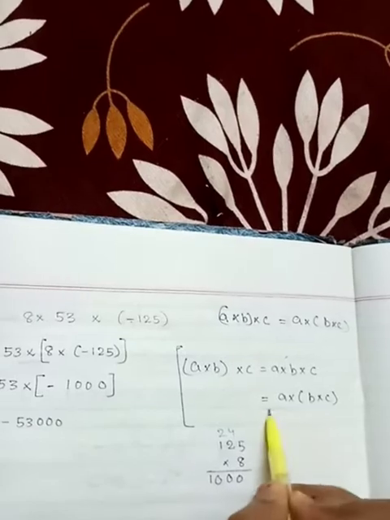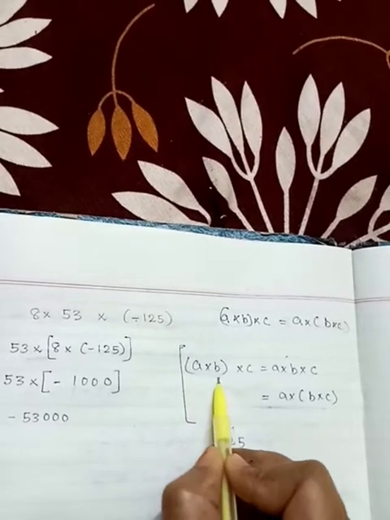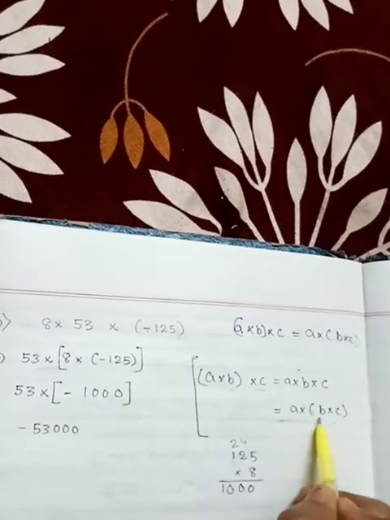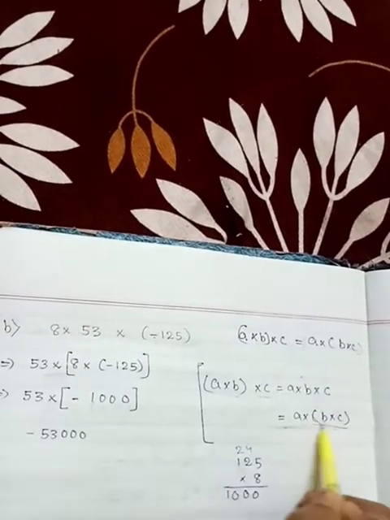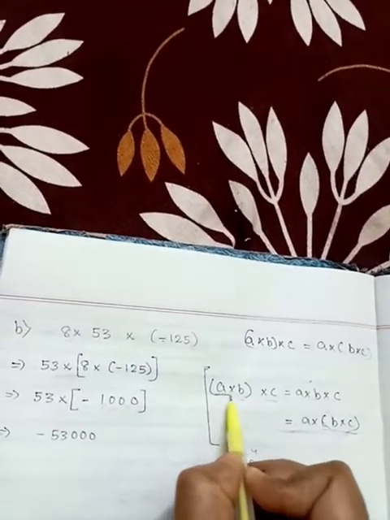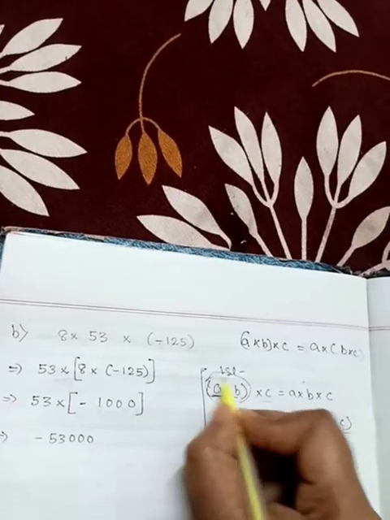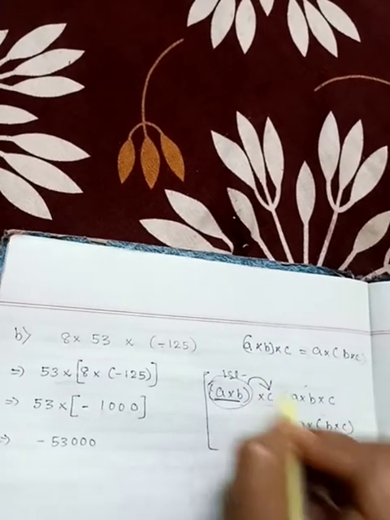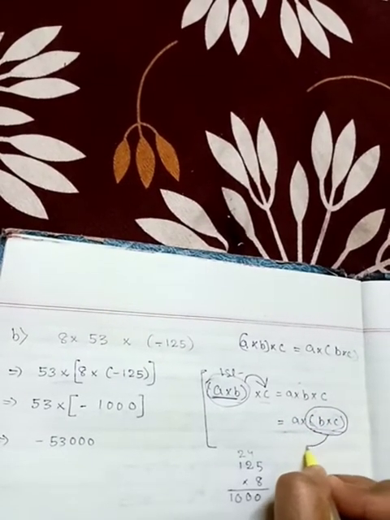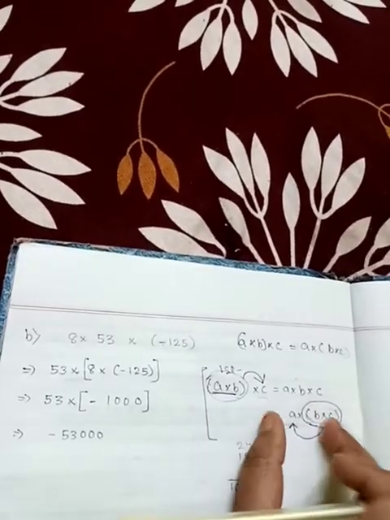First if we multiply A into B, then multiply with C, that is equal to A into the product of B into C, where we multiply B into C first and then multiply with A. The bracket shows that we have to do this product first. Then we multiply that answer with C. Both sides are the same.